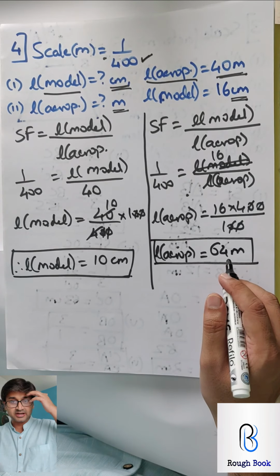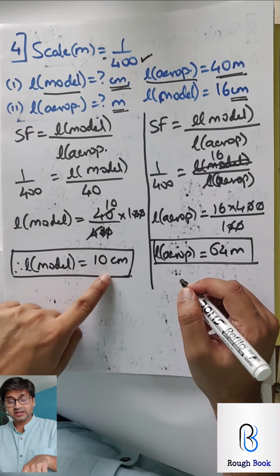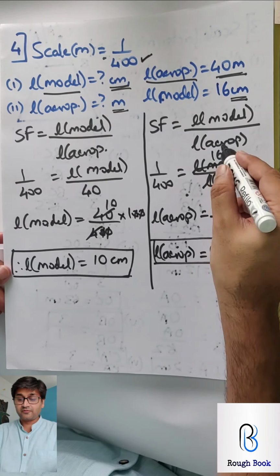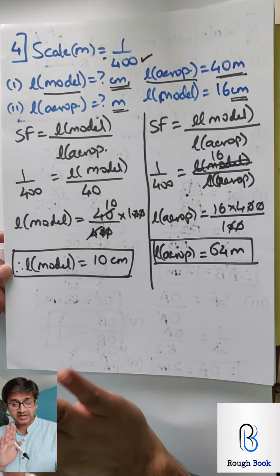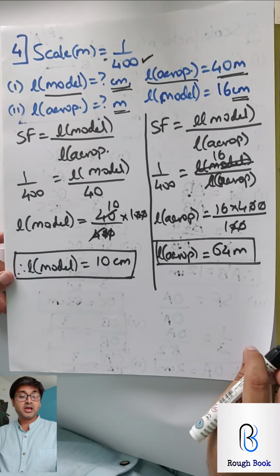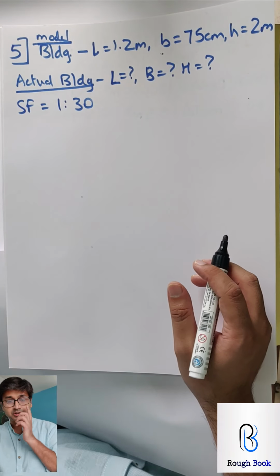See, now use rationality. 40 meters comes down to 10. So 16 centimeters is bigger than this. So obviously the length also will be more than 40, that is 64. Are you understanding the rationality? Great. If you understand the rationality, you use a rational mind, you will get most of the sums here.